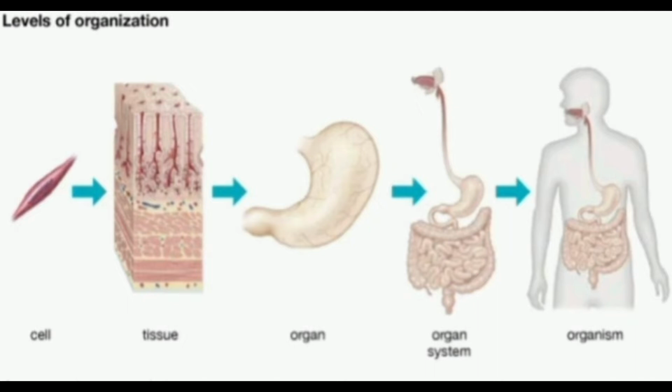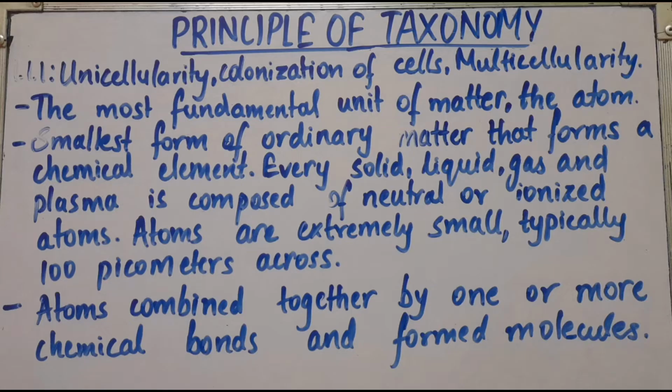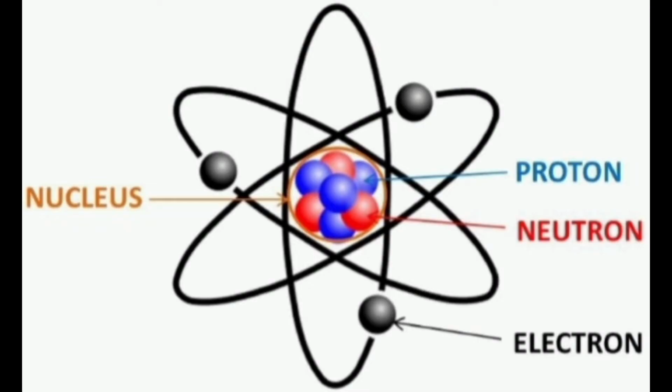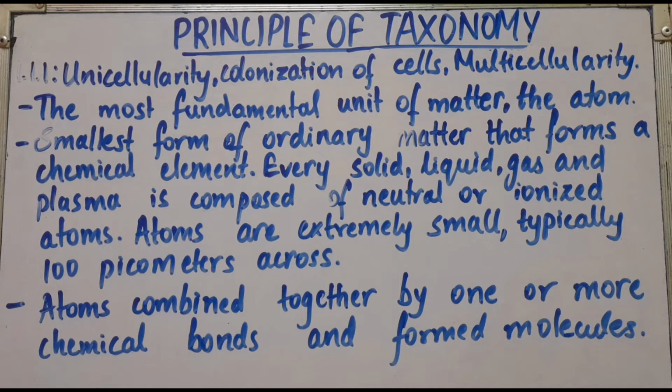The next topic is unicellularity, colonization of cells, and multicellularity. When the earth was formed, the most fundamental unit of matter developed was the atom. So, what is an atom? An atom is the smallest unit of ordinary matter that forms a chemical element. Every solid, liquid, gas, and plasma is composed of neutral or ionized atoms. Atoms are extremely small, typically around 100 picometers across. These consist of a nucleus surrounded by electrons.